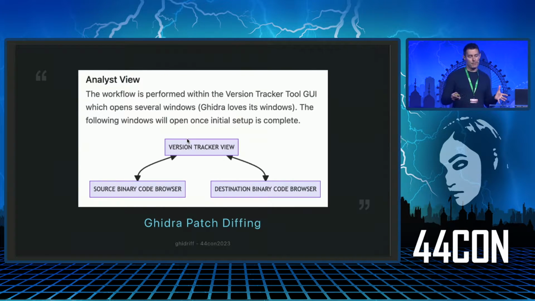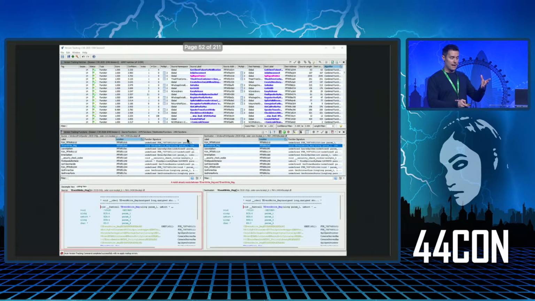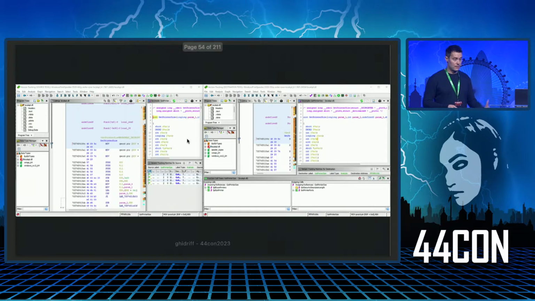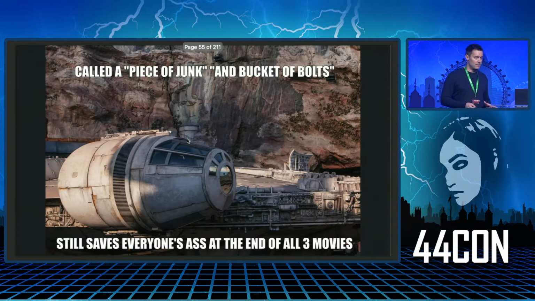When you start up the version tracker itself, you see this screen, and it kicks off two code browsers as well. These code browsers show you both the source function and destination function, and allow you to navigate through after you've found your matches. Here's a picture of the two code browsers, side by side.